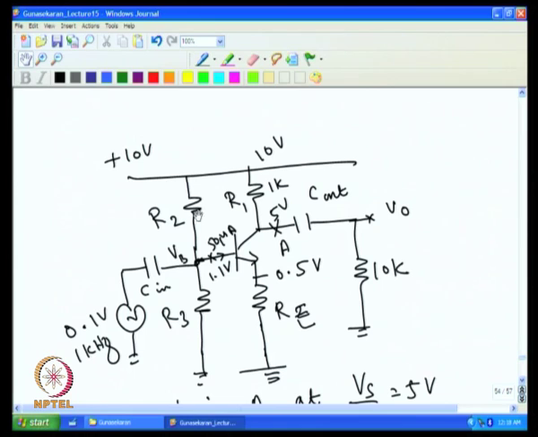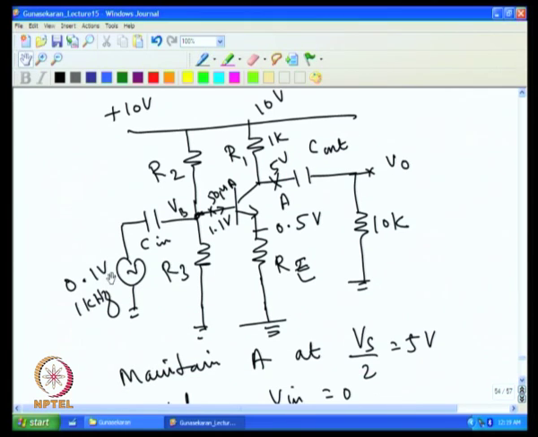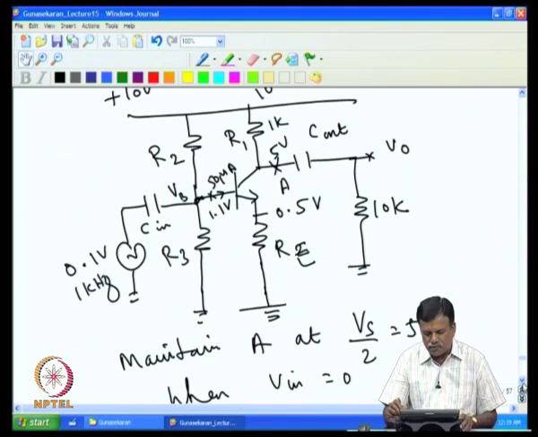Once the value of R3 is known, R2 can be computed, because we know the voltage across R2. Because this is 1.1, if this is 10, then roughly 8.9 volt is what is there, and current through this is 0.5 milliampere. So we can decide on R2. For example, 1.1 divided by 0.5 milliampere, roughly 2.2K is coming here, and then this is roughly 9 volt, and 9 volt divided by 0.5 milliampere gives us 18K for R2. So 18K and 2.2K will give me 1.1 volt here, and this amplifier will nicely amplify this input voltage by a factor of 10, and the amplified voltage, that is 0.5 volt, will be appearing across V0 with 180 degree phase reversal.